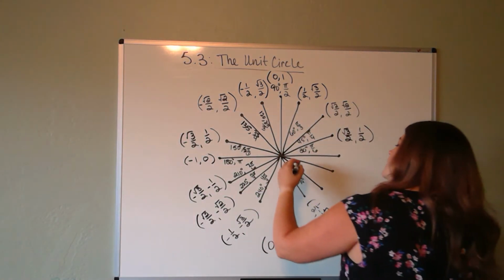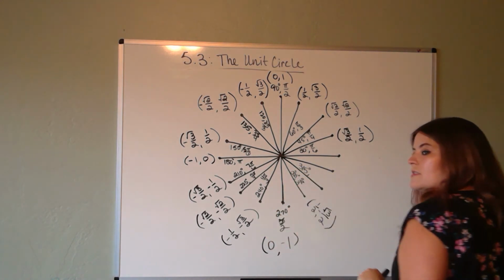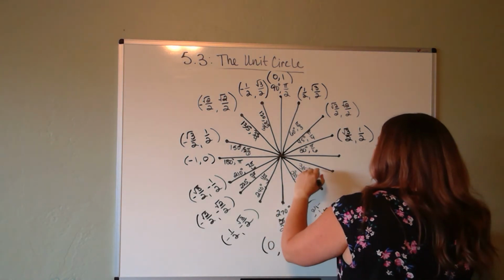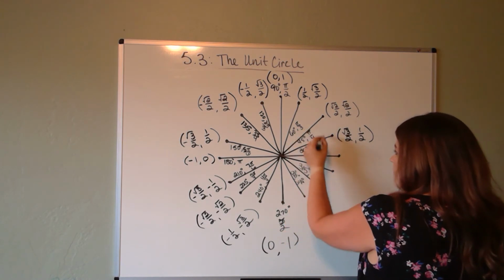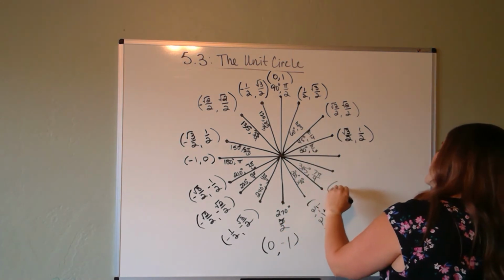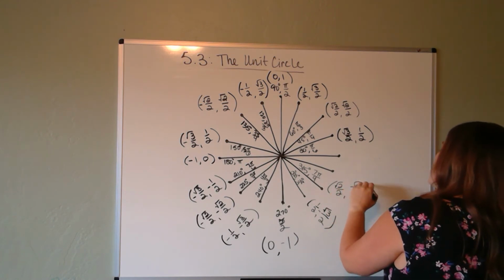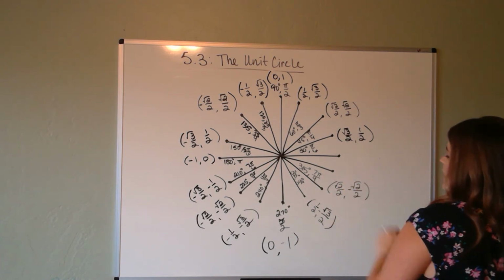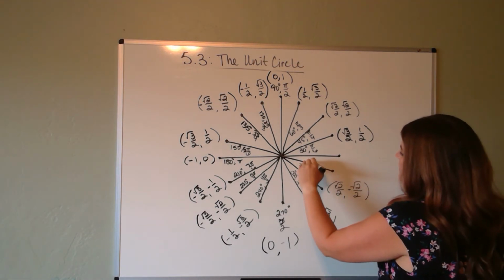All right, this one is 315. It ends in a 5, so its reference is 45. This is also 7 pi over 4. Again, reference pi over 4. So it's going to be root 2 over 2, root 2 over 2, but in the fourth quadrant, the y is negative. We're almost done, you guys.